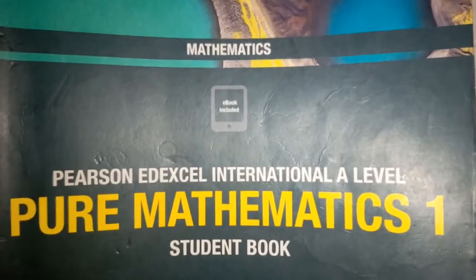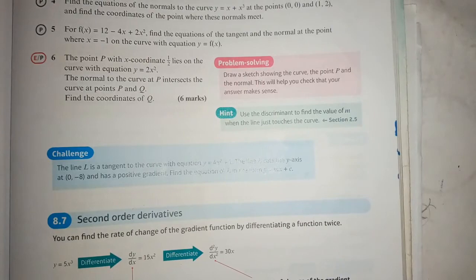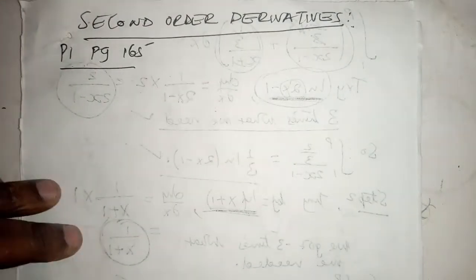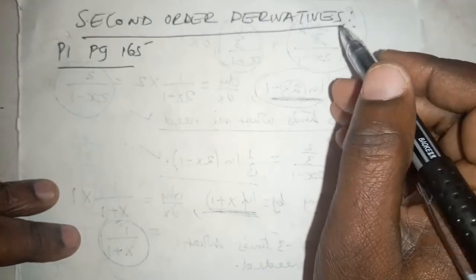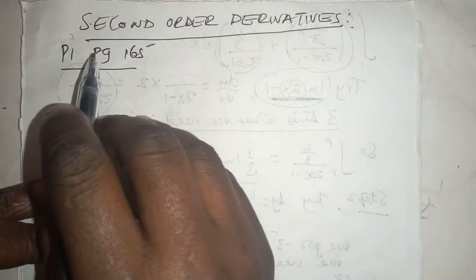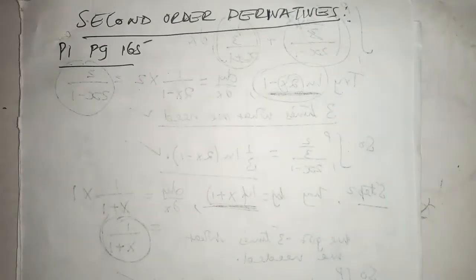Apex Mathematics 1, and we are on page 165. We are going to tackle a very important part of the topic, which is called the second order derivative. The second order derivative is basically a derivative of a derivative.